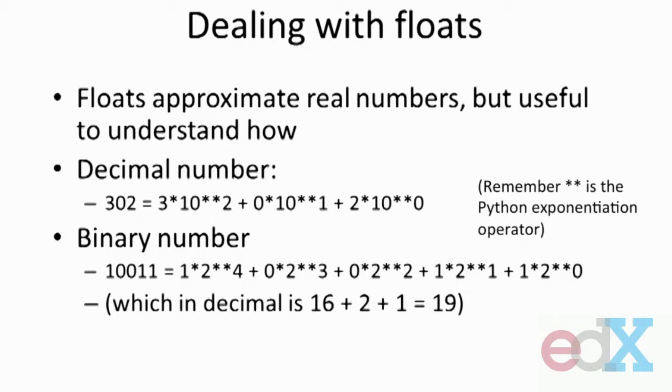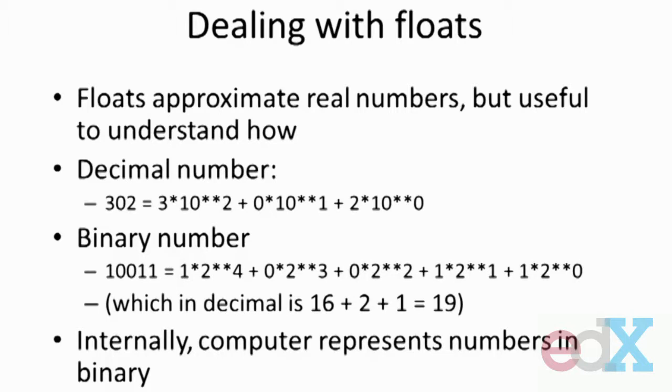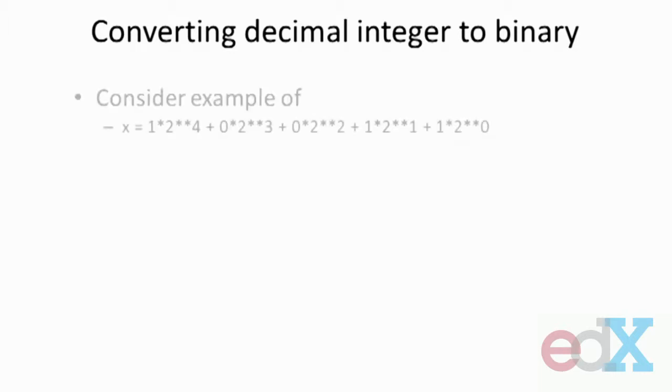So decimals, base 10, binary numbers, base 2. Internally, the computer represents numbers in binary form. So one of the things we'd like to figure out is, how does it actually get to that kind of a stage? So let's look at that. What does it mean to think about converting a decimal that we type in into a binary form? How does the computer convert it into a form it can use, and then how are we going to think about that? Well, let's take an example.